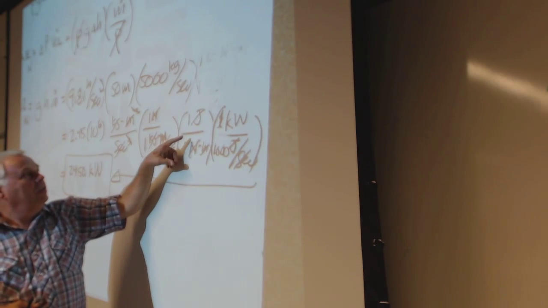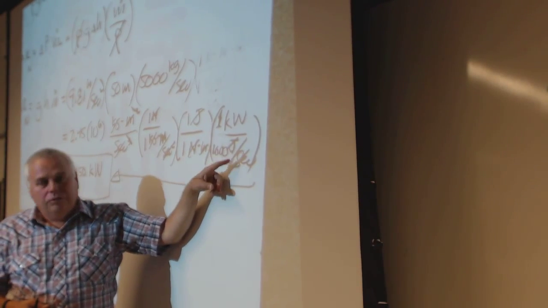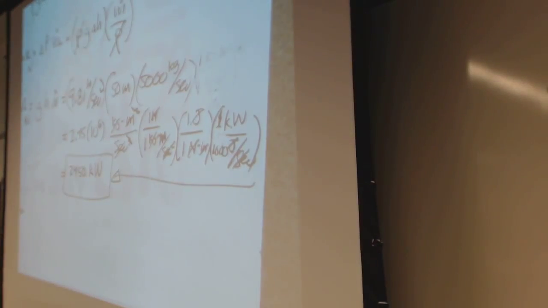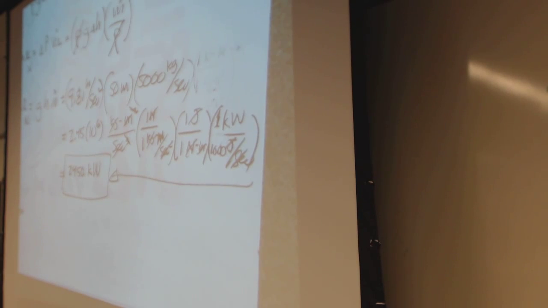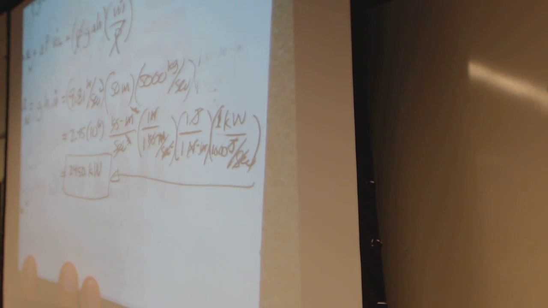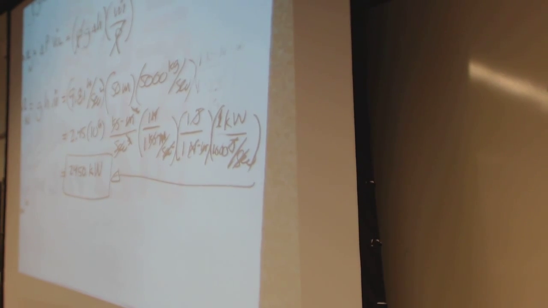And a joule is a newton meter, and a kilowatt is 1,000 joules. 1 joule is a newton meter. And 1 kilowatt is 1,000 joules. Is that the last one? Yeah, 1,000 joules per second. Per second. A joule per second is a watt.